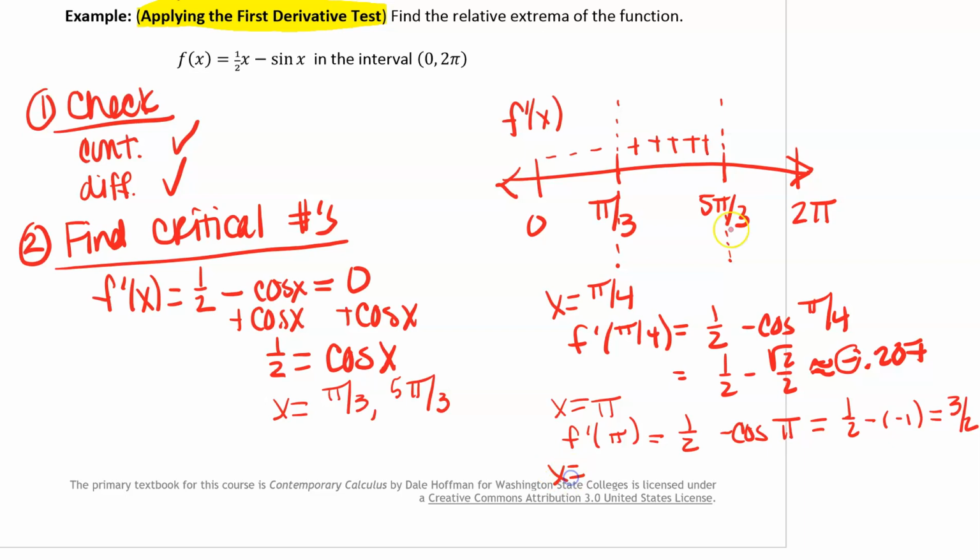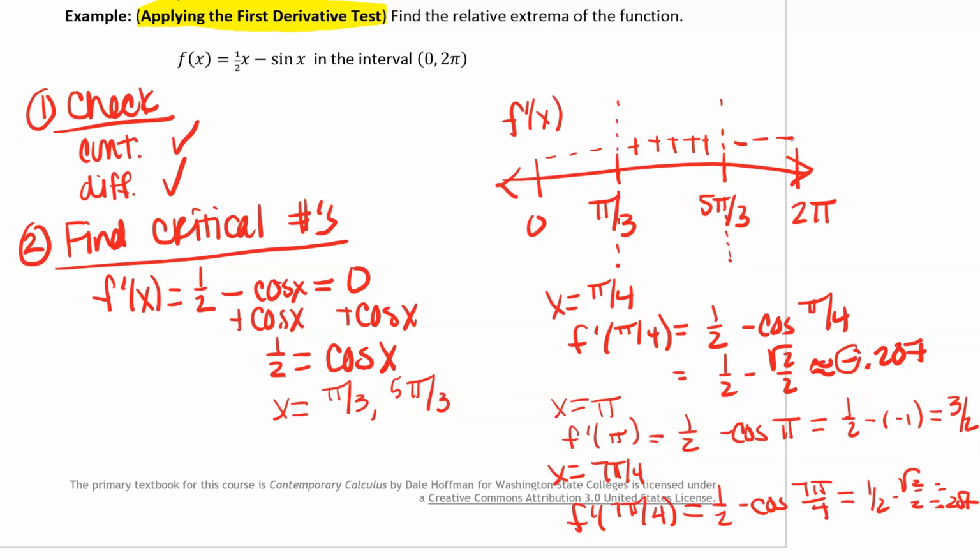And then for my last test interval, between 5 pi over 3 and 2 pi, I'm going to pick 7 pi over 4. And so I'm going to say f prime of 7 pi over 4. That gives me 1/2 minus cosine of 7 pi over 4. Using your trig circle, you get 1/2 minus the square root of 2 over 2. And we already know that to be negative 0.207. So again, we have negative values here.